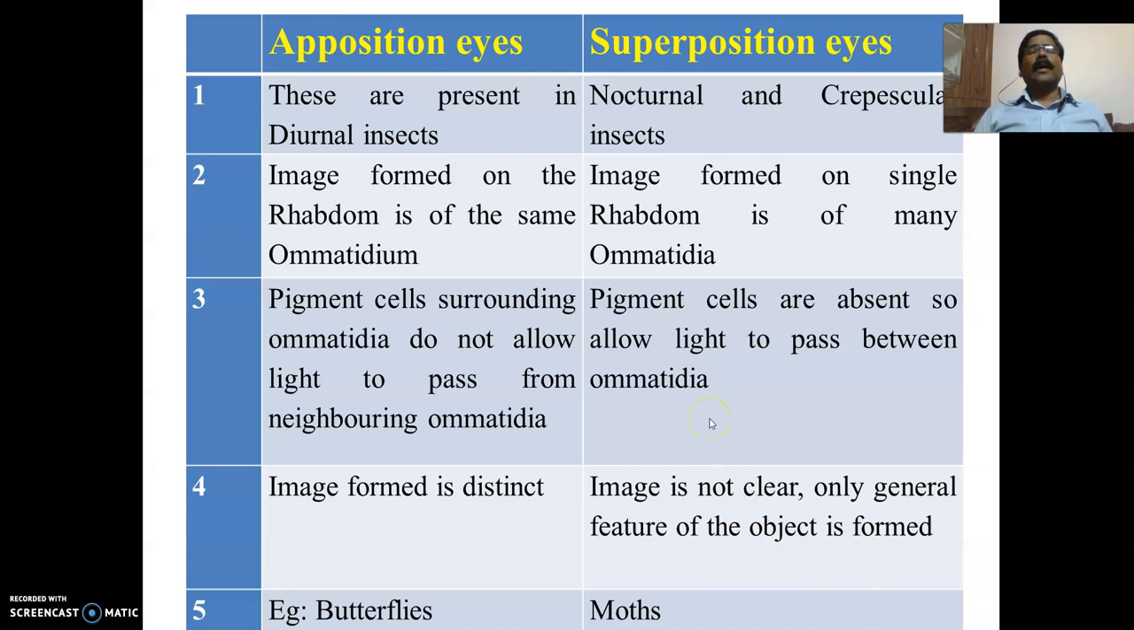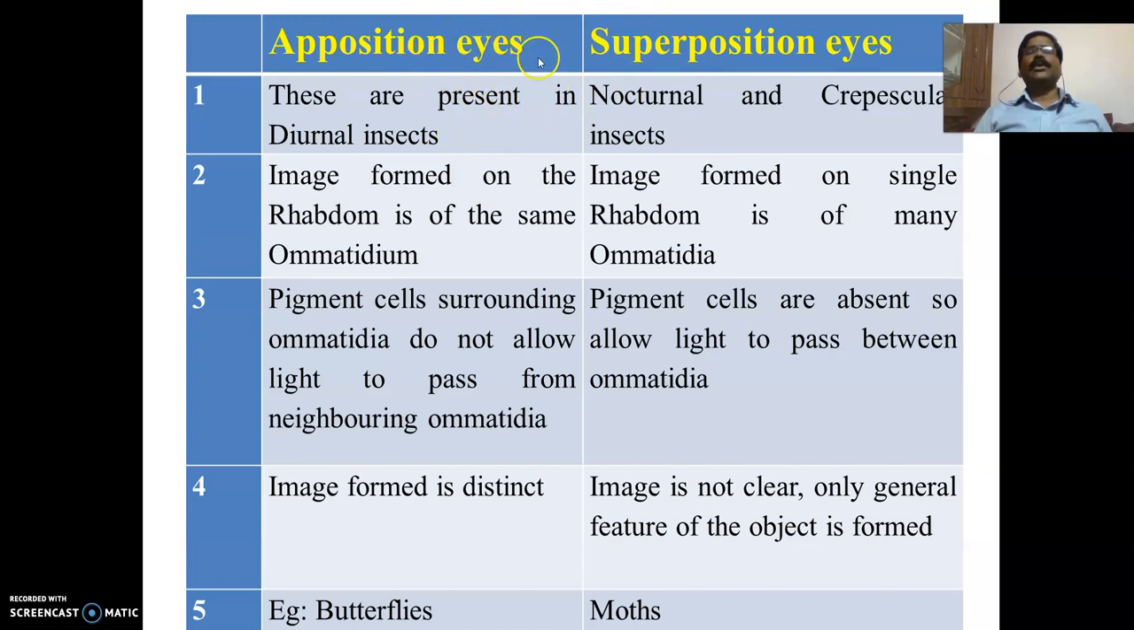Okay, we will continue this lecture. So, just now we discussed the structure and function of compound eyes, that is ommatidia. Now, the next important topic is based upon the type of images formed by the ommatidia. The compound eyes are divided into two types.